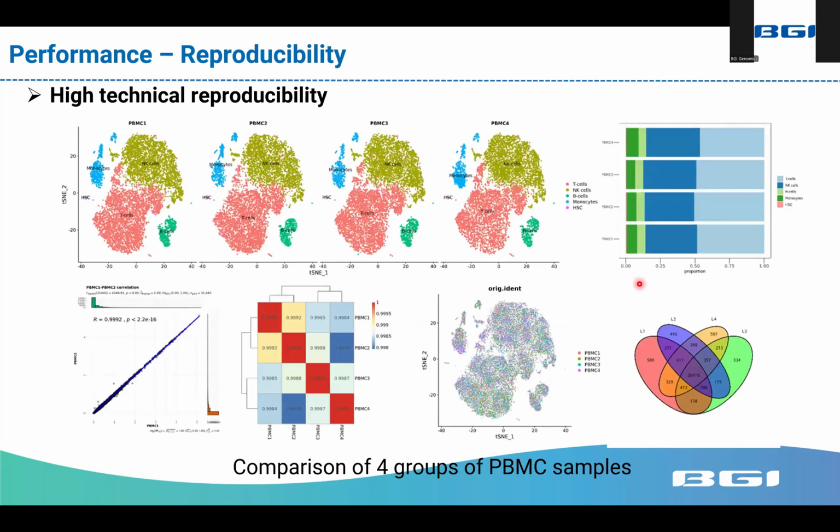Next, we want to evaluate the technical reproducibility. The experiment uses one PBMC sample, and the one sample was divided into 4 groups. You can see here, into 4 groups, and the same batch was loaded on the 4 channels of our machine, TM4. The cell profiles and cell types obtained show high consistency.